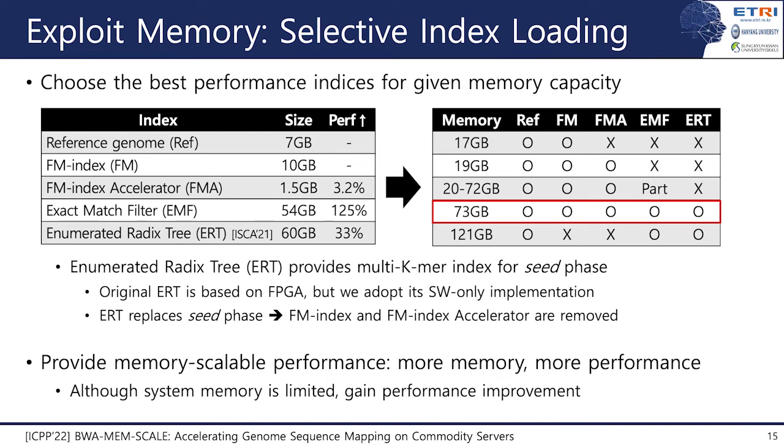Since the enumerated radix tree does not support partial loading of indices, the decision of selective index loading is not changed until 120 GB of memory. Then, finally, when 121 GB of memory is available, the enumerated radix tree scheme can be used and replace the FM index and FM index accelerator. This selective index loading mechanism provides memory scalable performance. In addition, although system memory is limited, selective index loading provides the best performance for a given memory capacity.